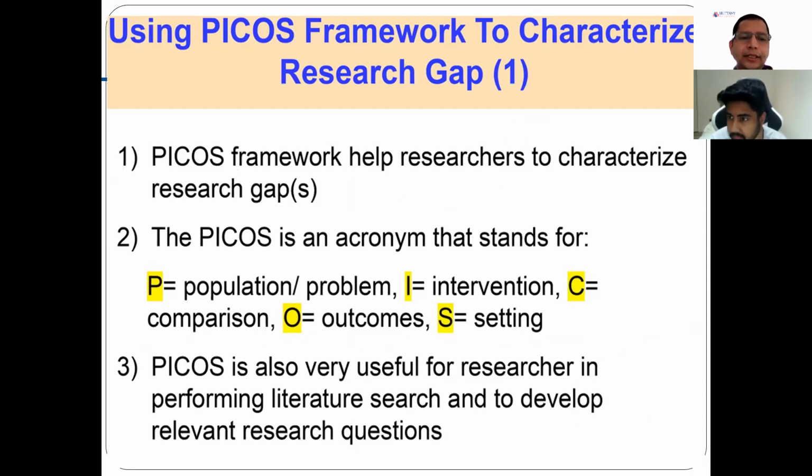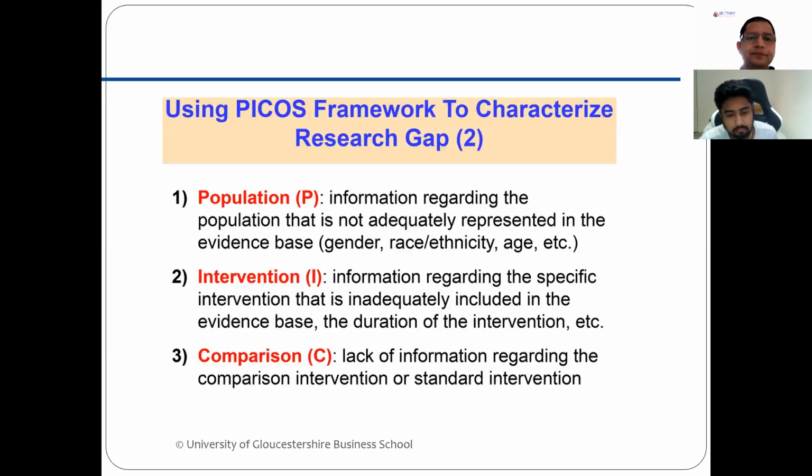So what is PICOS? P means population or the problem, I is intervention, C is comparison, O is outcomes, and S is settings. When you read through the journals and articles, what are the things you need to highlight? Population or the problem, intervention, comparison, outcomes or the settings. PICOS is also useful for researchers in performing literature search and developing relevant research questions. So who is the population? In your case, you said you have 10 people.